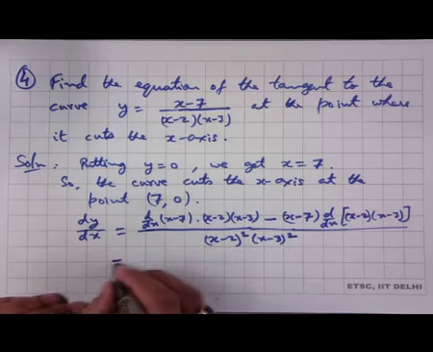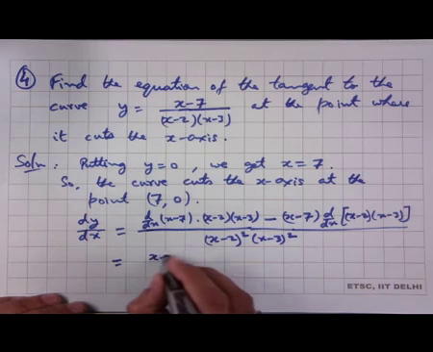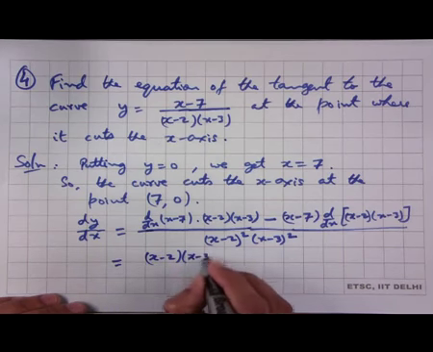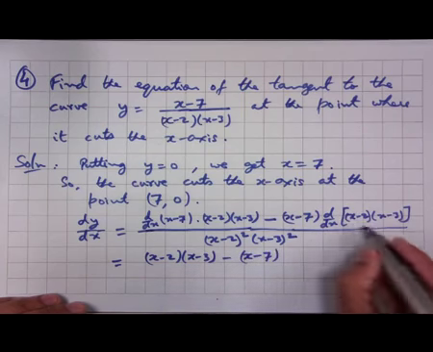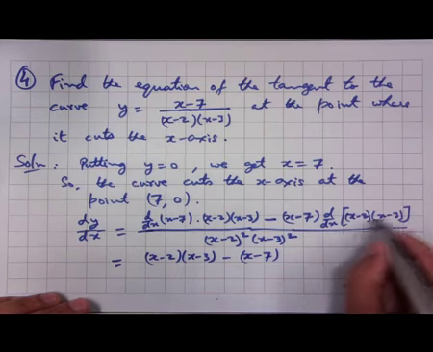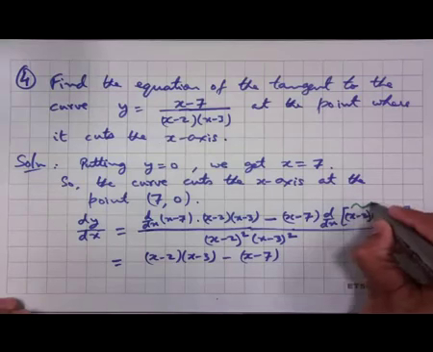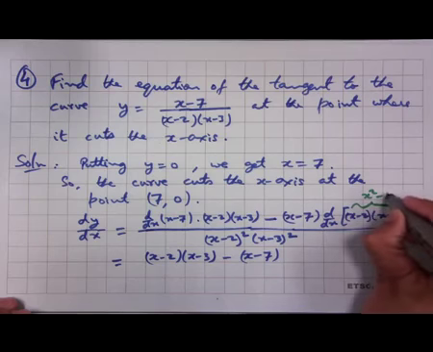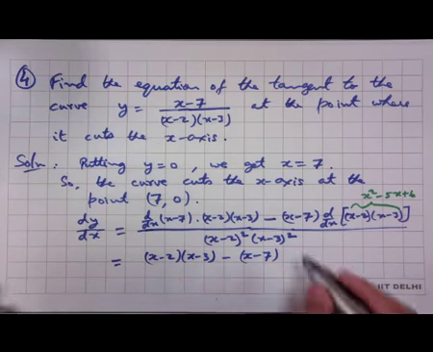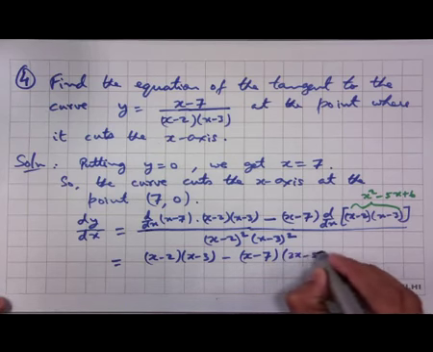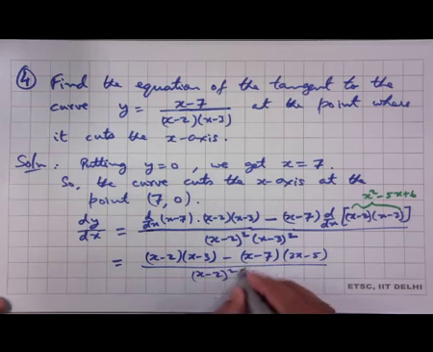And this is equal to: the derivative of x - 7 is 1. So, we get (x - 2)(x - 3) minus (x - 7) times d/dx of (x - 2)(x - 3), this is nothing but x squared minus 5x plus 6. So, the derivative is 2x - 5, divided by (x - 2) squared times (x - 3) squared.